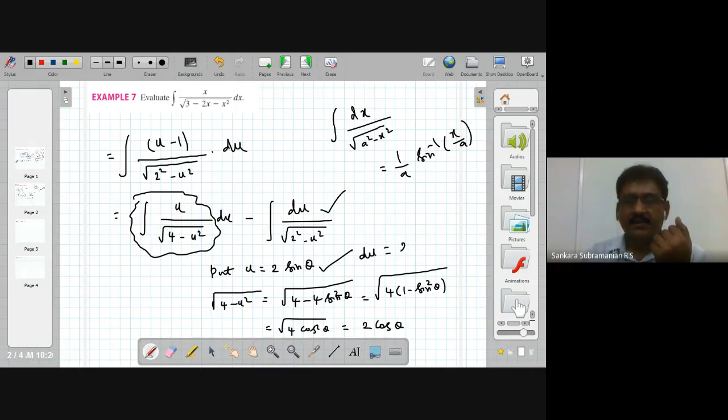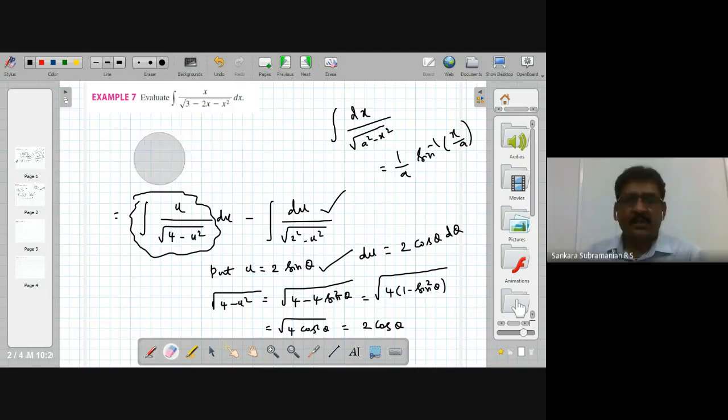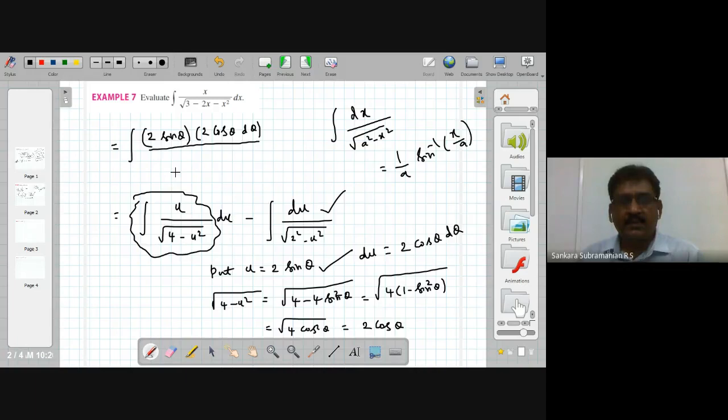du is equal to 2 times of sin theta differentiate பண்ணா cos theta d theta. d theta equal to... okay. Now let us go for the substitution for this one. So this is equal to integral u க்கு பதிலாக 2 times of sin theta. Okay, du க்கு பதிலாக 2 times of cos theta d theta, divided by square root of 4 minus u square க்கு பதிலா 2 times of cos theta போட்டு முடிச்சிடலாம்.